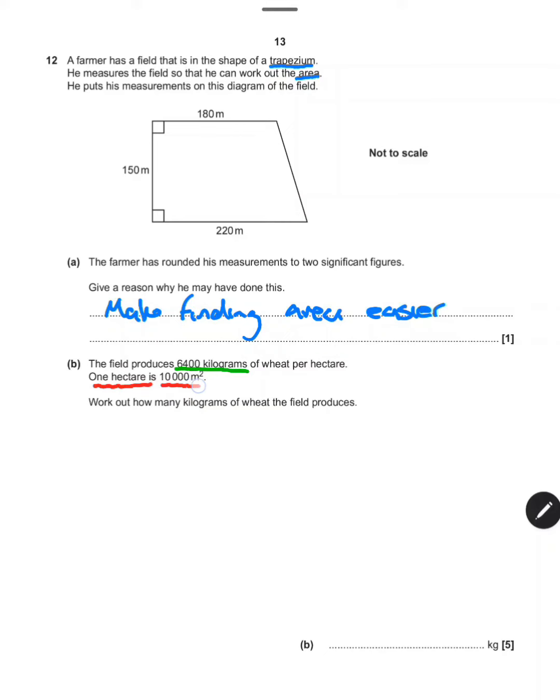We've then got a part B that says the field produces 6,400 kilograms of wheat per hectare, and 1 hectare is 10,000 meters squared. Work out how many kilograms of wheat the field produces. Well, even if I don't know how to complete this question, I'm going to go up here and work out the area of this trapezium.